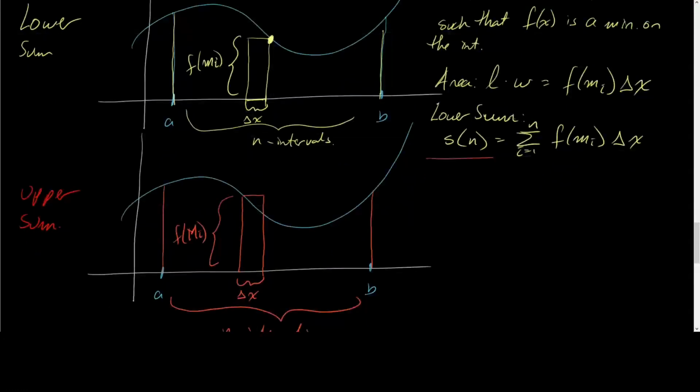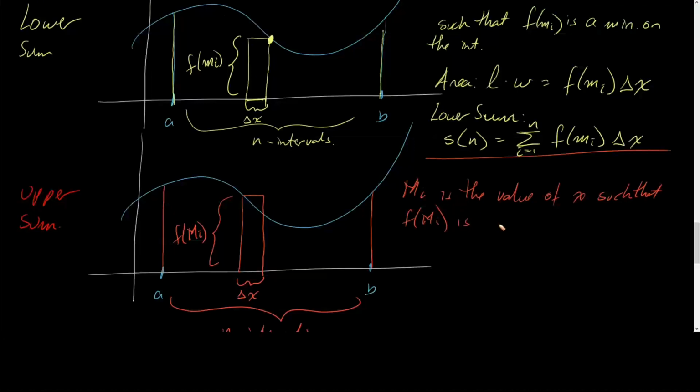So M sub I, capital M sub I, is the value of x such that f of capital M sub I is a max on the interval.